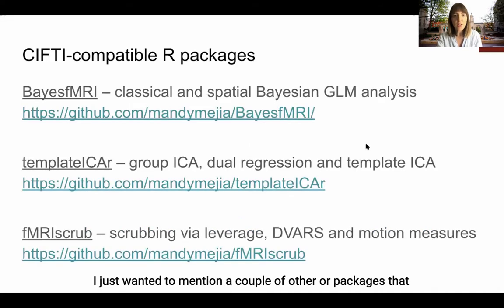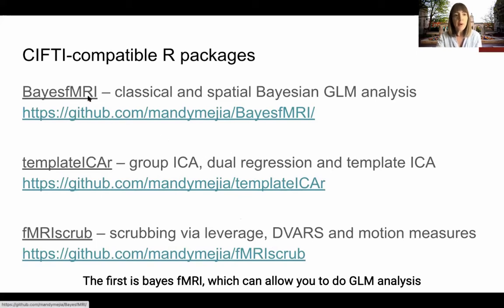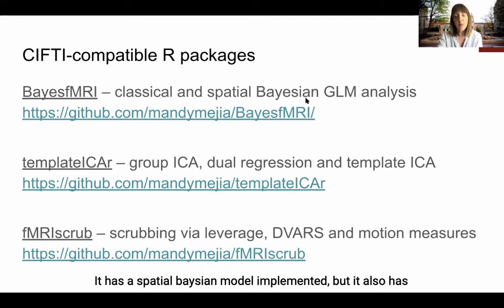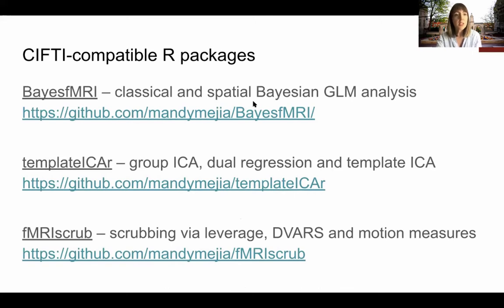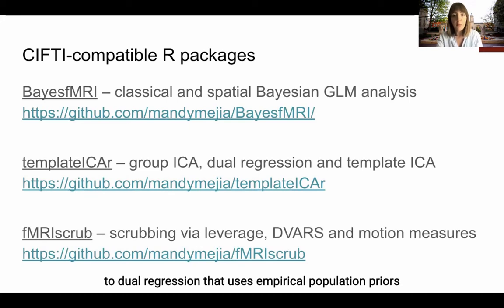I just wanted to mention a couple of other R packages that we've developed that are compatible with CIFTI files and dependent on the CIFTITools package. The first is BayesFMRI, which can allow you to do GLM analysis for task fMRI. It has a spatial Bayesian model implemented, but it also has the classical massive univariate traditional GLM approach implemented. Template ICA-R can allow you to do group ICA, dual regression, as well as template ICA, which is sort of an alternative to dual regression that uses empirical population priors for better estimation.